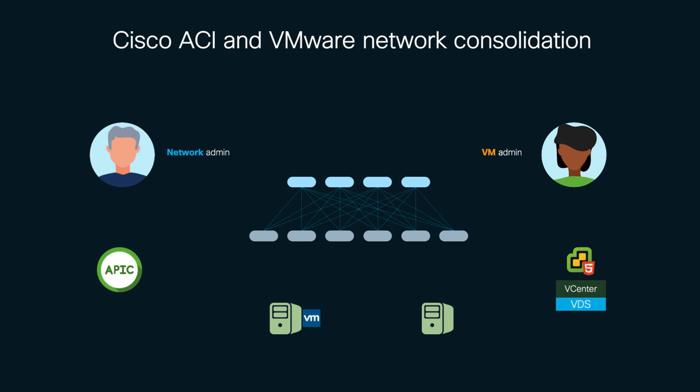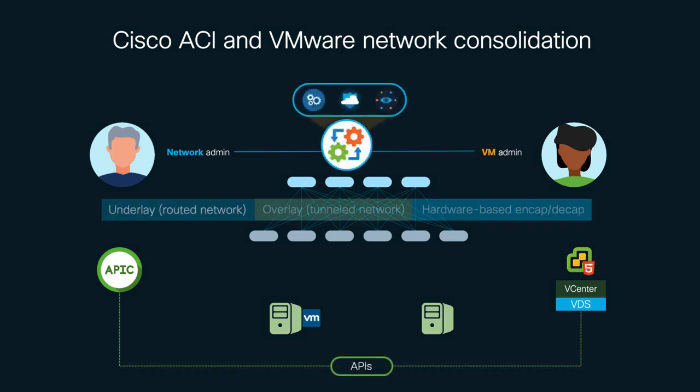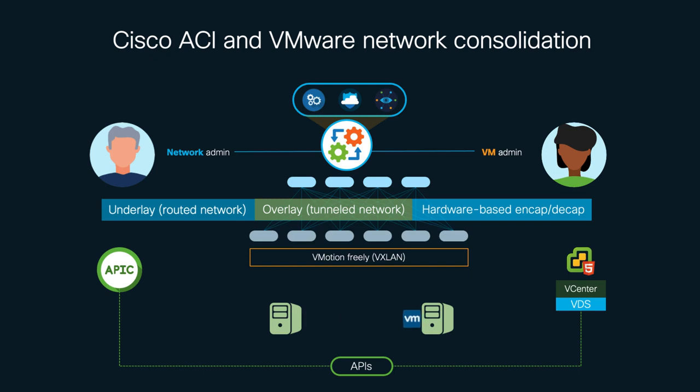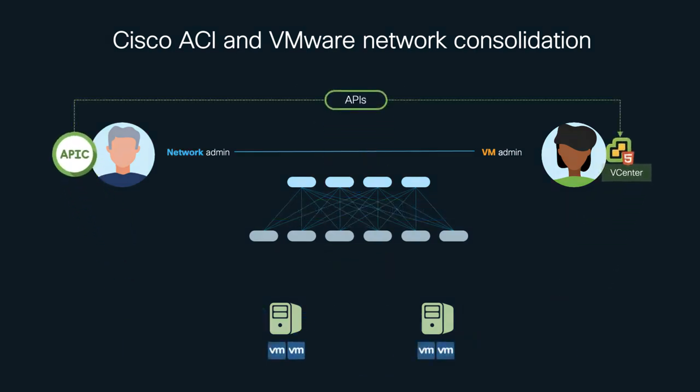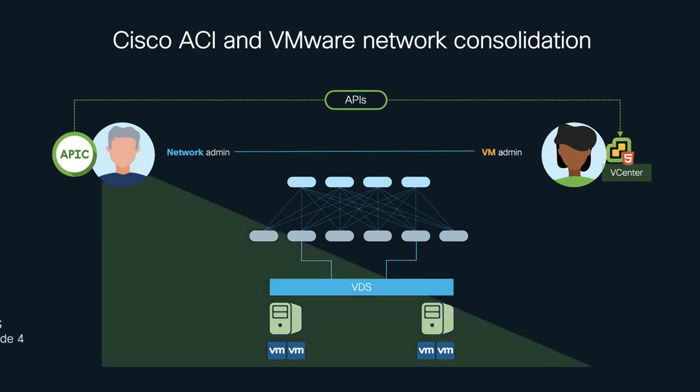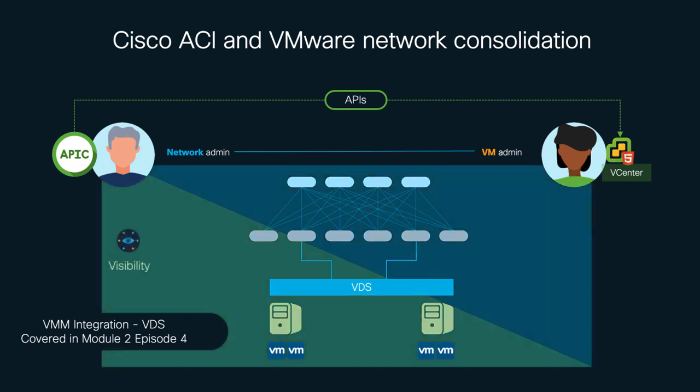Through this learning series, we have learned how ACI can help both network and virtualization teams by consolidating and automating overlay and underlay networks, extending VM mobility across sites if needed, and enforcing consistent security policies across physical and virtual networks. In Module 2, Episode 4, we learned how to integrate VMware to ACI leveraging VDS VMM domains, which provide the network admin with extended visibility beyond the physical switch, simplifying troubleshooting and minimizing risk.